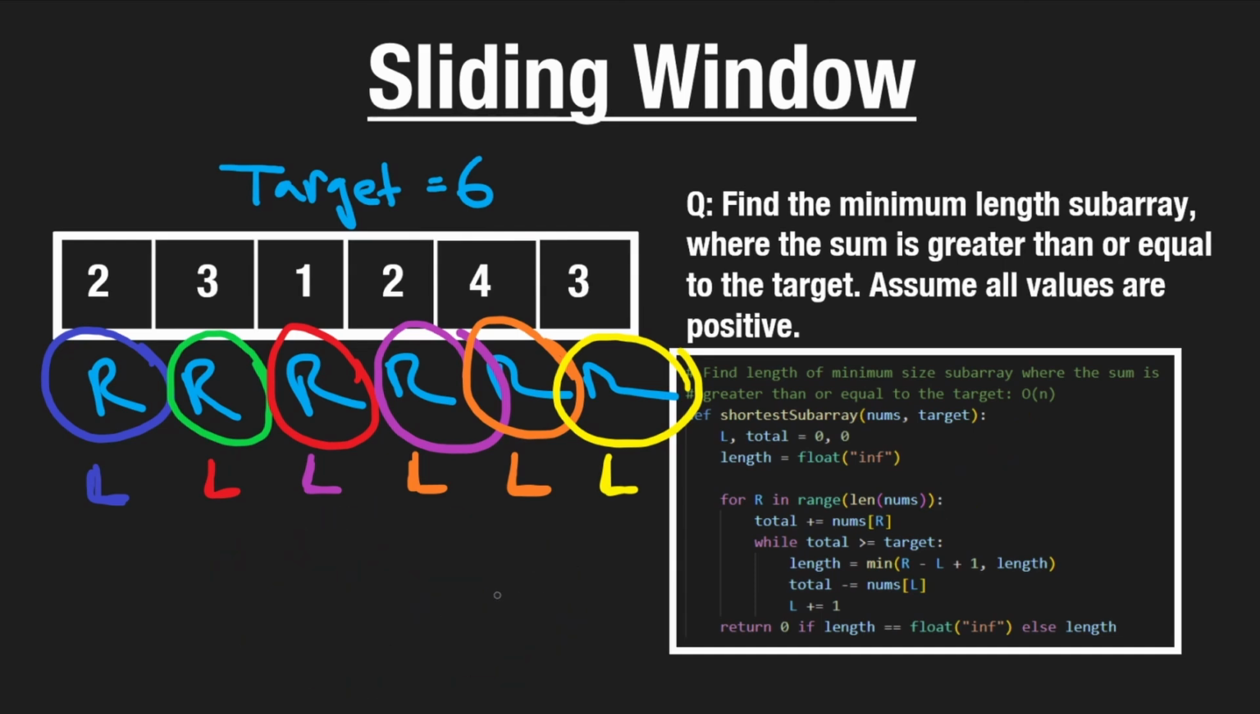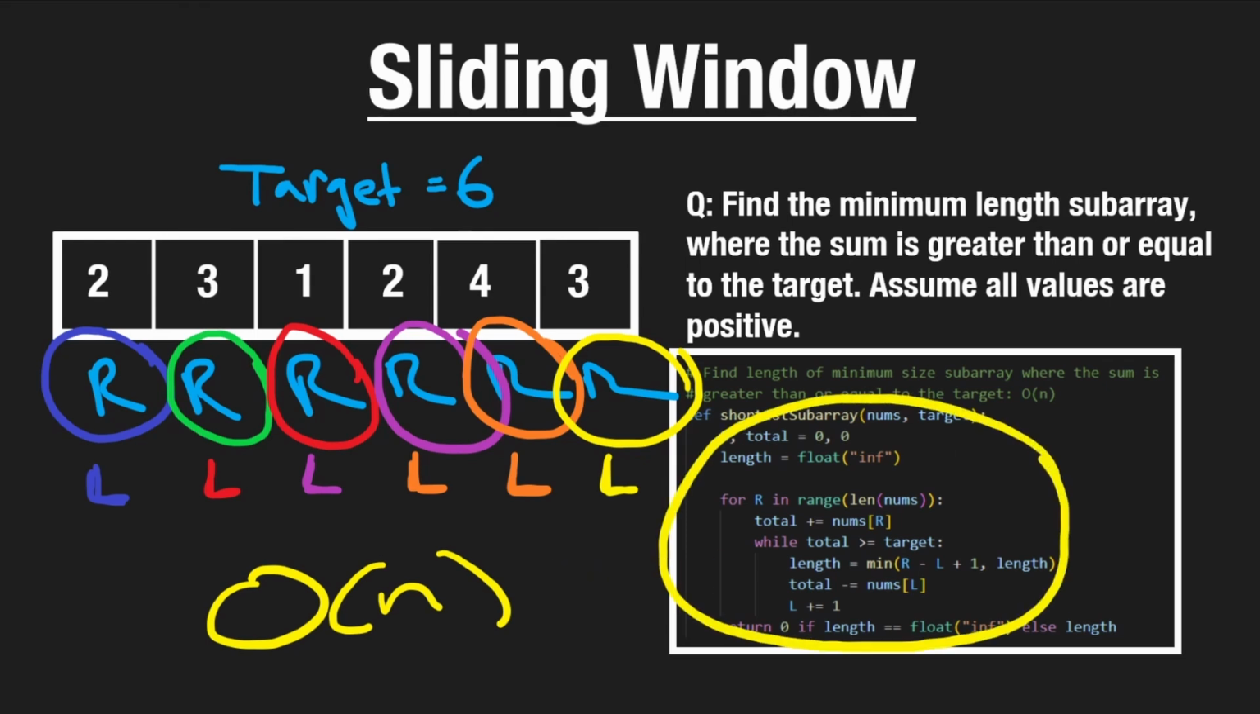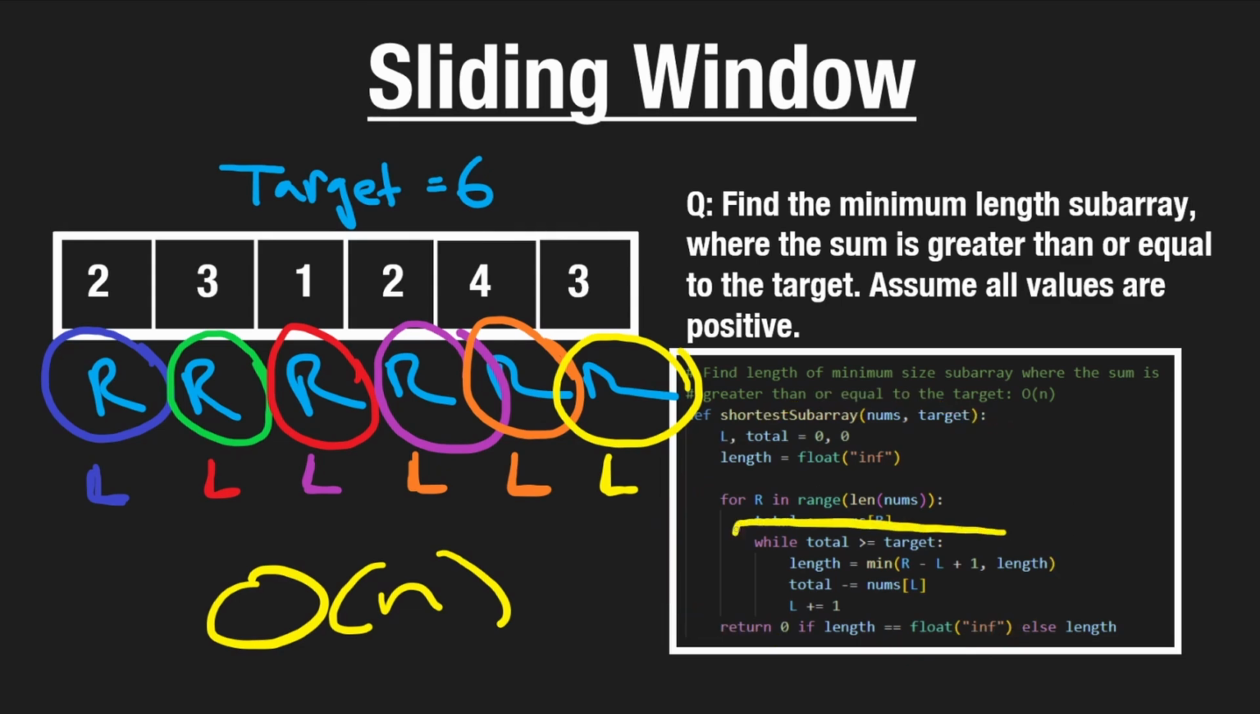I hope this makes it clear why even though we have an inner loop, the time complexity is still big O of n. It's about the total number of times that the inner loop is going to execute. And as I just showed, it's only going to execute a total of n times. So this is the general pattern and generally what the code looks like when you have a sliding window solution where the window is of variable length. You usually have an inner while loop, but that doesn't mean the time complexity is worse than big O of n.